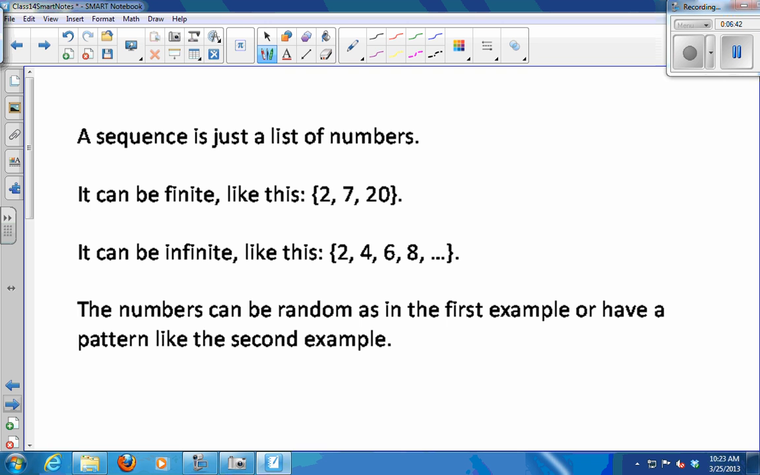So a sequence is just a list of numbers. It can be finite, like this, 2, 7, 20. Or it can be infinite, like the set of all even numbers, 2, 4, 6, 8, etc. The numbers can be random, like in the first list. No pattern there, 2, 7, 20. Or they can have a pattern, like in the second example, where we could express what that pattern is. There's only 3 numbers, and it doesn't go on, so these are just random.